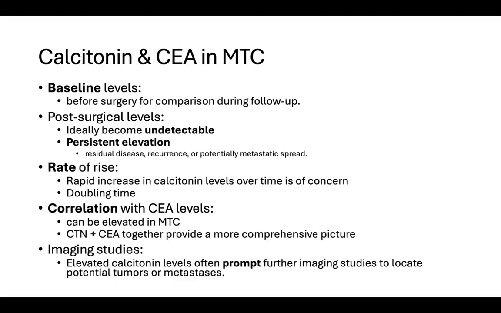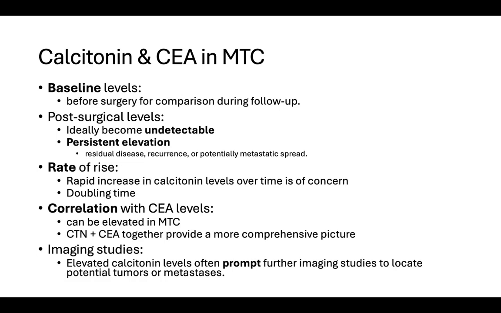Basal calcitonin and CEA can be used in baseline levels when you actually plan to do surgery after diagnosis. In fact, in the situation of screening, levels of very high, more than 1,000 can actually suggest that there is actually asymptomatic MTC. Post-surgical levels ideally should become undetectable. So this will give us an indication of biochemical cure, and persistent elevation actually can tell us residual disease, recurrence, or potential metastatic spread. The rate of rise is another issue.